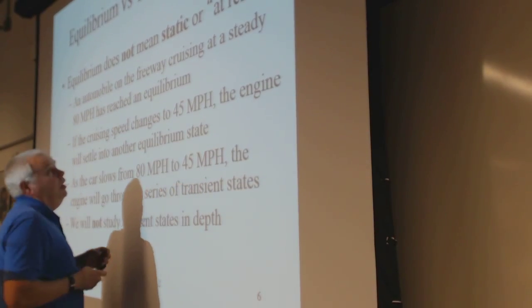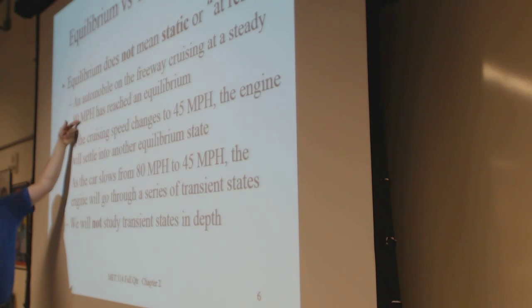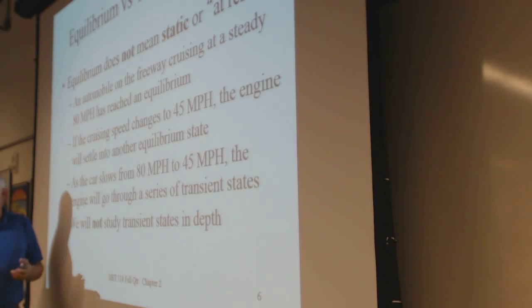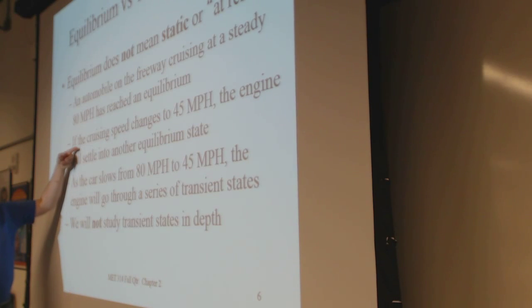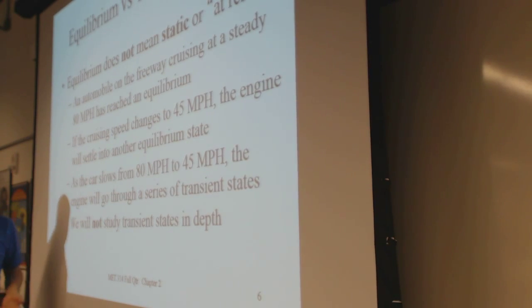It's the same thing for your car. Cruising down the freeway at 80 miles an hour, if you do that long enough, there's going to be no changes. All the temperatures everywhere, in the exhaust manifold, the radiator, are all staying the same. If you slow down, you get into another equilibrium state. Things are going to cool off.